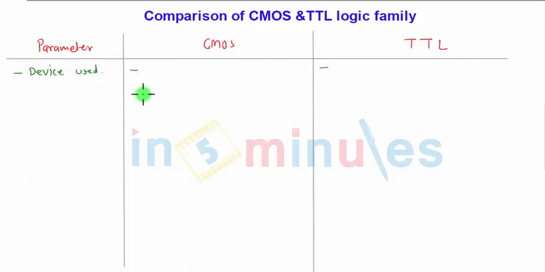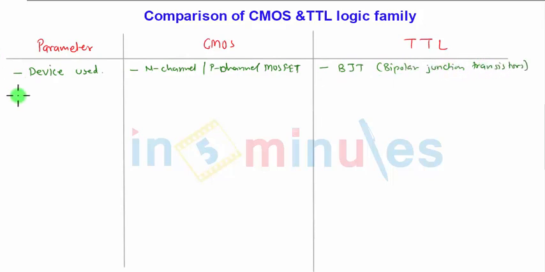In CMOS, particularly N-channel or P-channel MOSFETs are used. Now what are MOSFETs? MOSFETs are metal oxide semiconductor field effect transistors, whereas in TTL logic particularly BJTs are used. That is nothing but bipolar junction transistors.